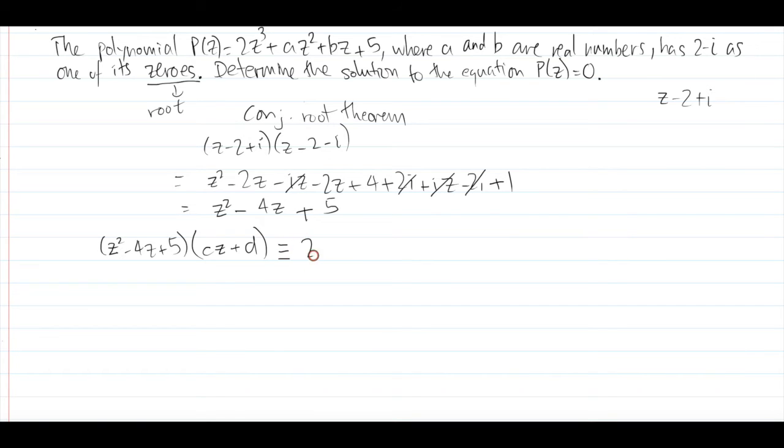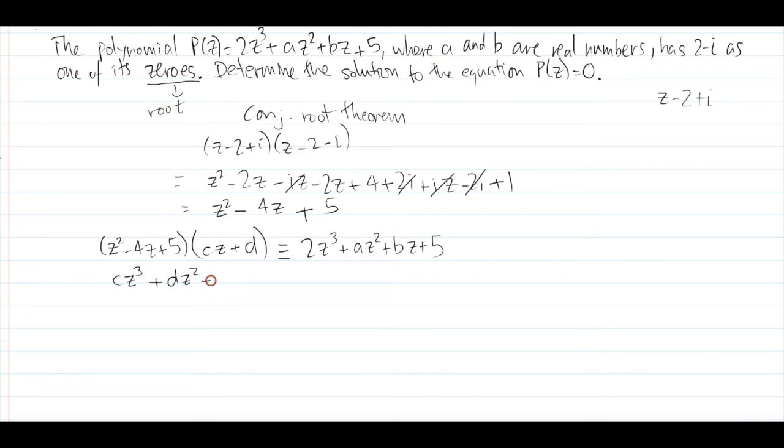equate that to 2z cubed plus az squared plus bz plus 5. Right, you multiply it out and we'll see why this is such a good way to solve for a and b. z squared times cz gives you cz cubed. z squared times d is just dz squared.